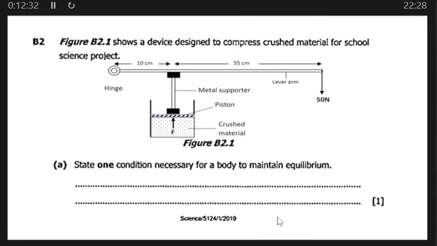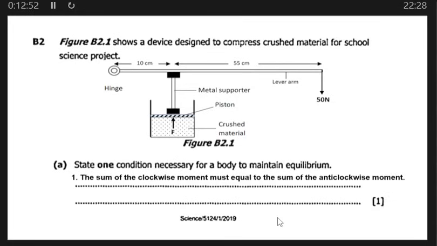All right. So now they are asking us to state one condition necessary for a body to maintain equilibrium. If a car is to move with constant velocity, what condition must the car have? Or if an object is to remain at rest, what condition must it have? So these are the conditions. Condition number one is that the sum of the clockwise moments must equal the sum of the anticlockwise moments. Another condition which you must give is that the sum of the total forces acting on the body must equal 0.